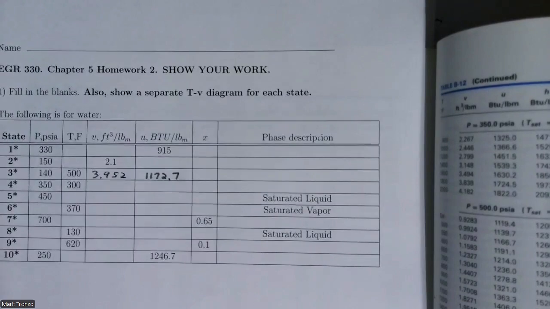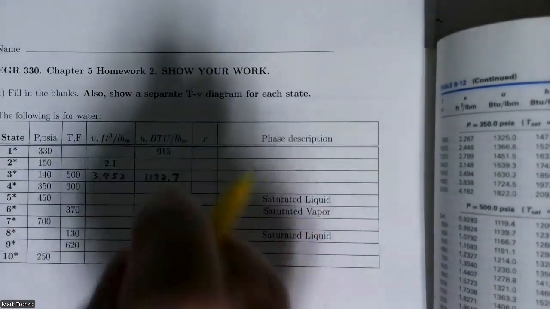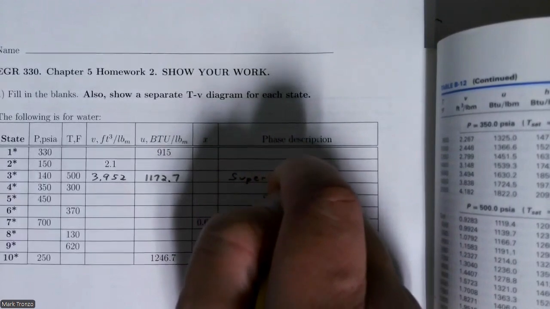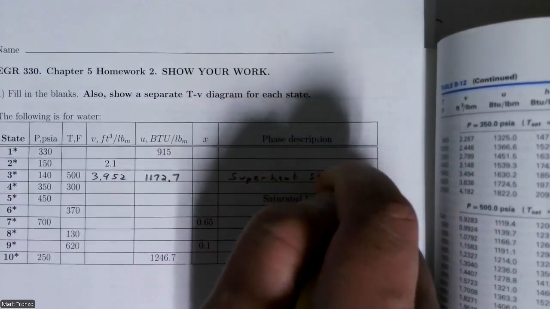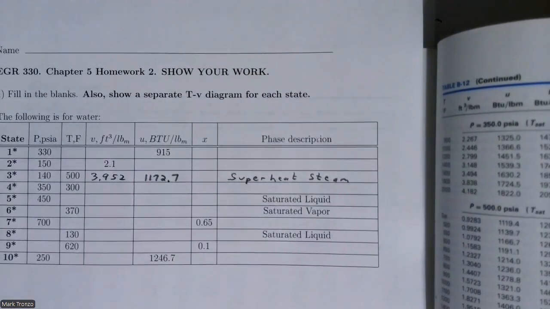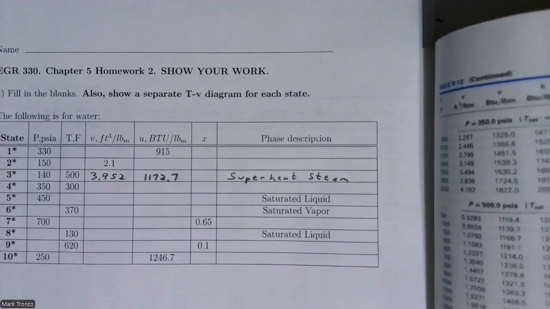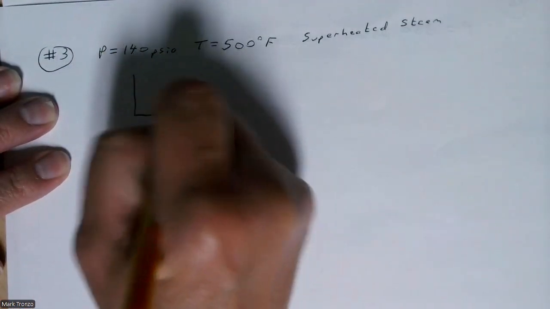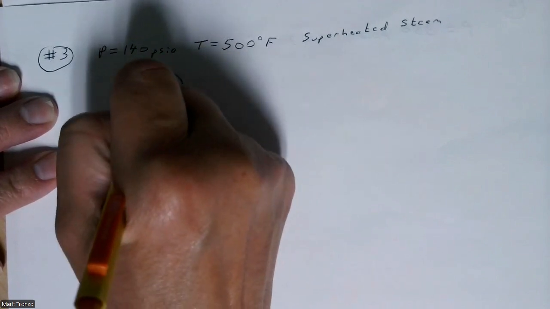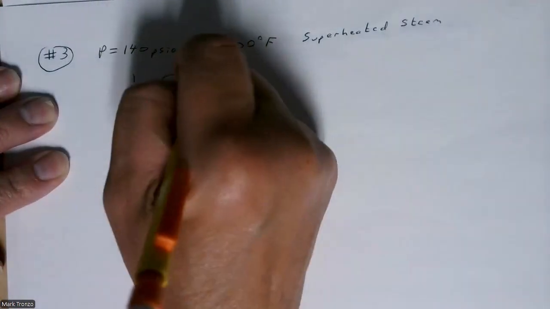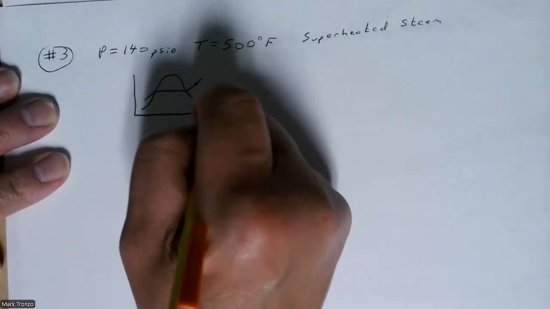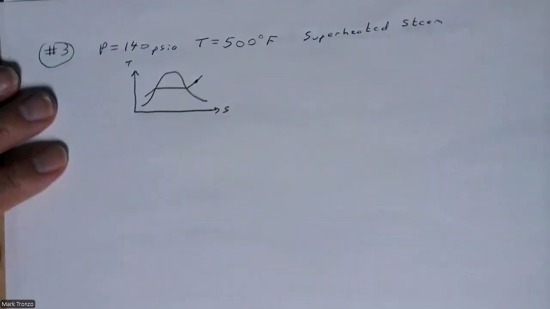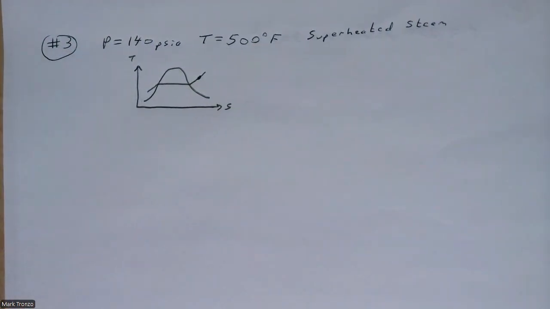Now, since it's superheated, there's not going to be any quality involved. And under the phase, we just say superheated steam, like this. And if we were going to make a little diagram, a TS diagram, it's going to be over here in the superheated range, somewhere over here. So that would be a basic little graph you could make for that one.